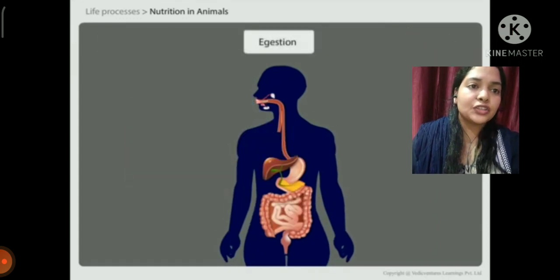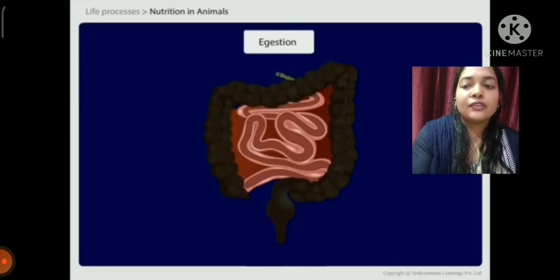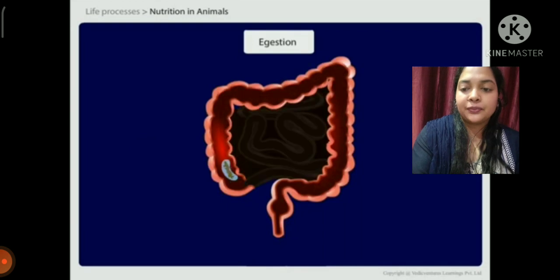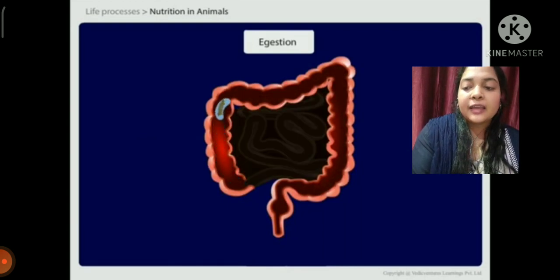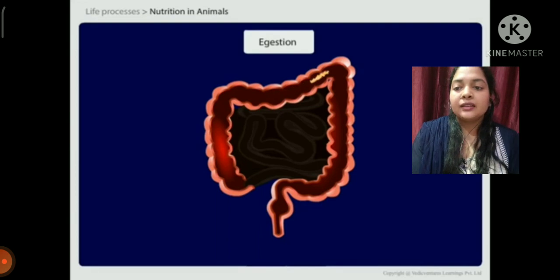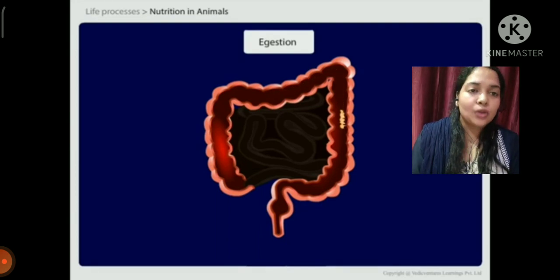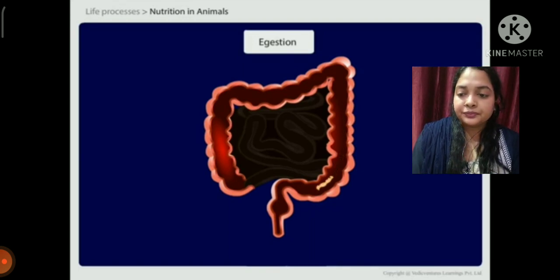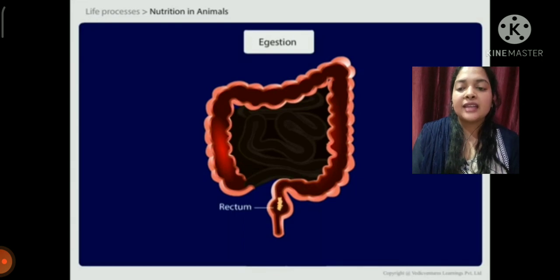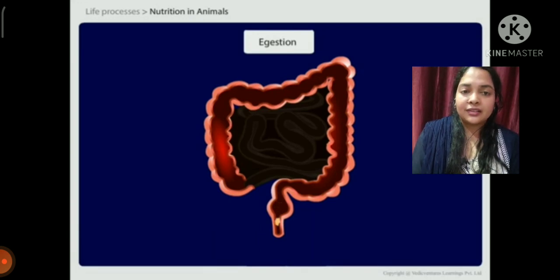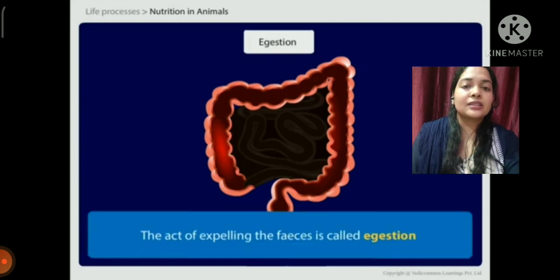Next step is egestion. The undigested food cannot be absorbed in the small intestine. So, undigested food passes from the small intestine into the wider tube called large intestine. The large intestine absorbs the water, so the undigested food becomes almost solid. The last part of the large intestine is called rectum, which stores this undigested food for some time. Then it is thrown out through the anus. The act of expelling the feces is called egestion.